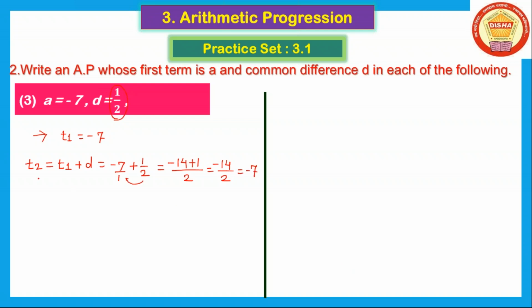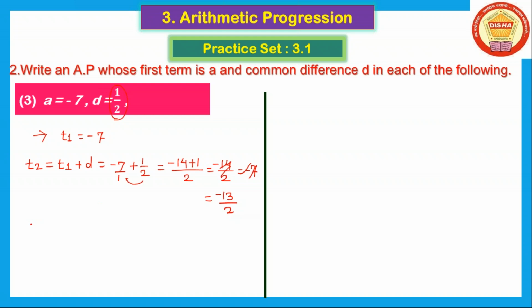Okay. The second term is here again. Wait now, wait. Here is subtraction. We have to do subtraction. Means negative 14 plus 1 which is equal to negative 13 upon 2. Means negative 13 is not divisible by 2. Therefore, T2 is equal to negative 13 upon 2. We put as it is here.